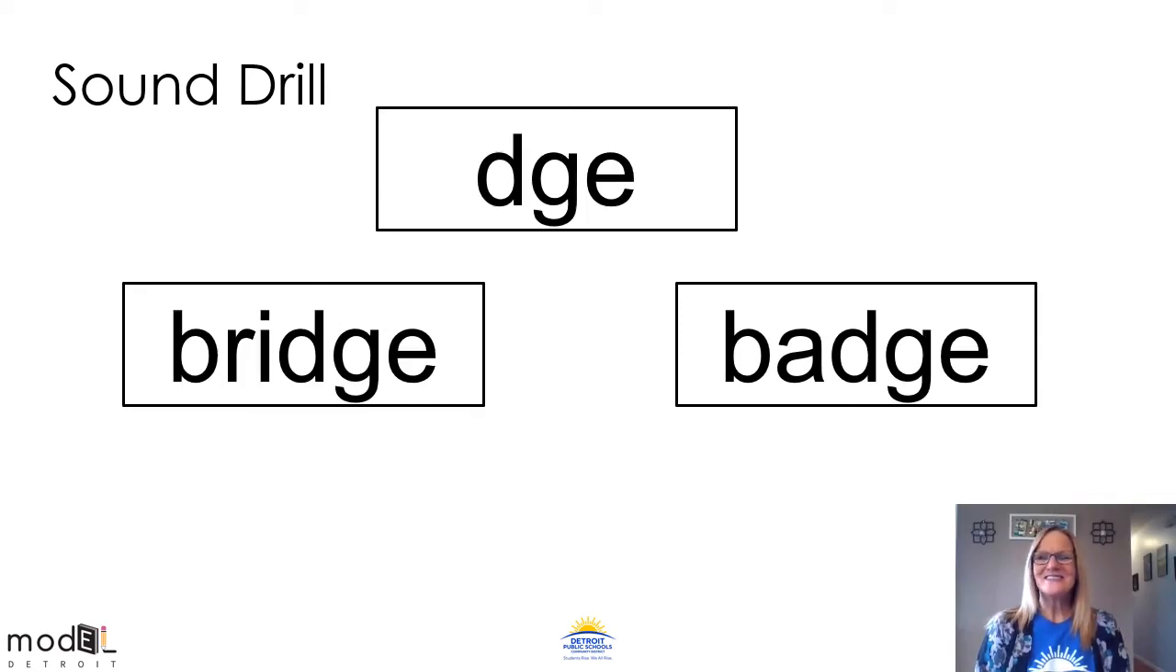DGE. This sound says j, as in bridge or badge. What's the sound? J. Say it with me again. J. Clap your hands and pat yourself on the back if you said bridge and badge correctly.